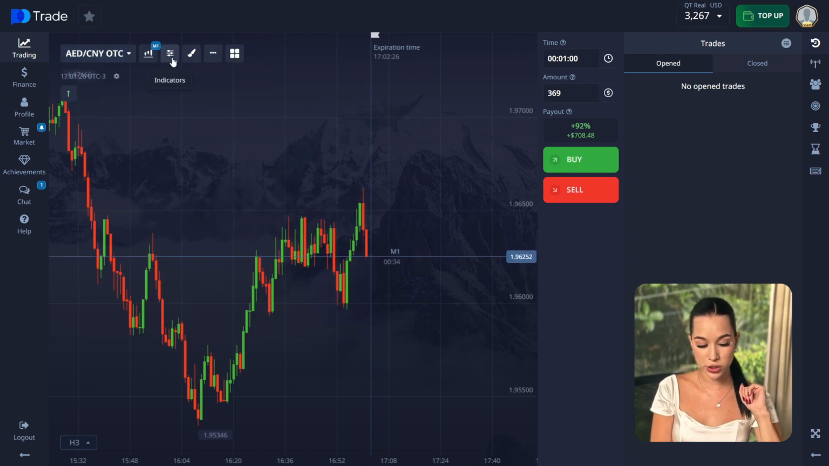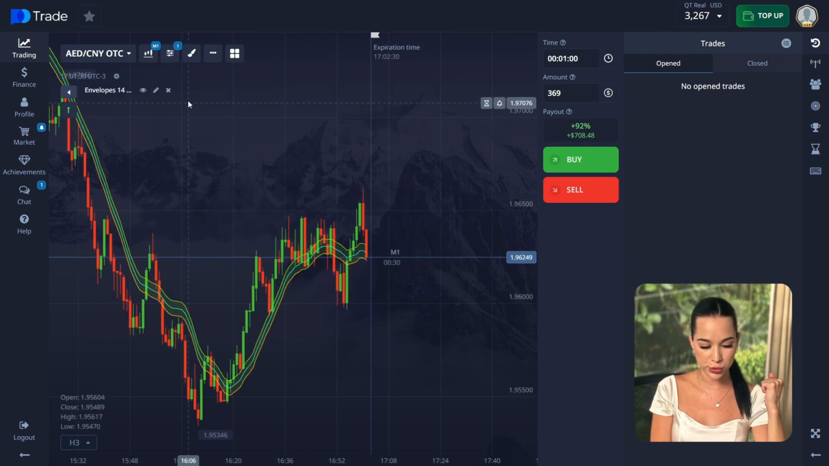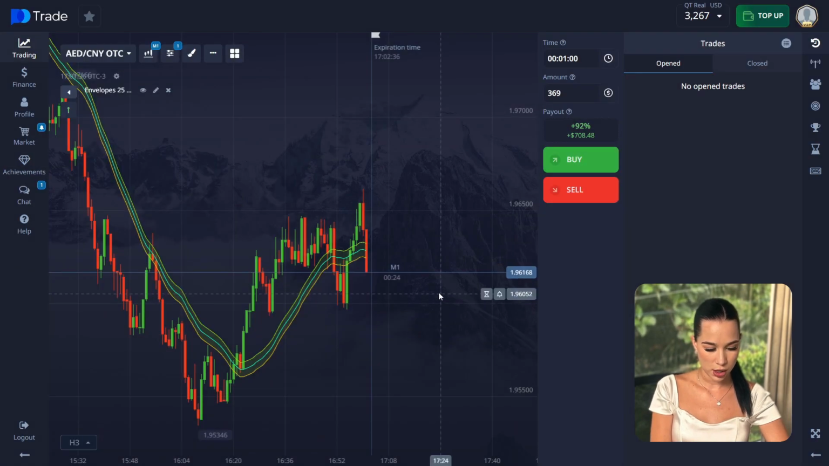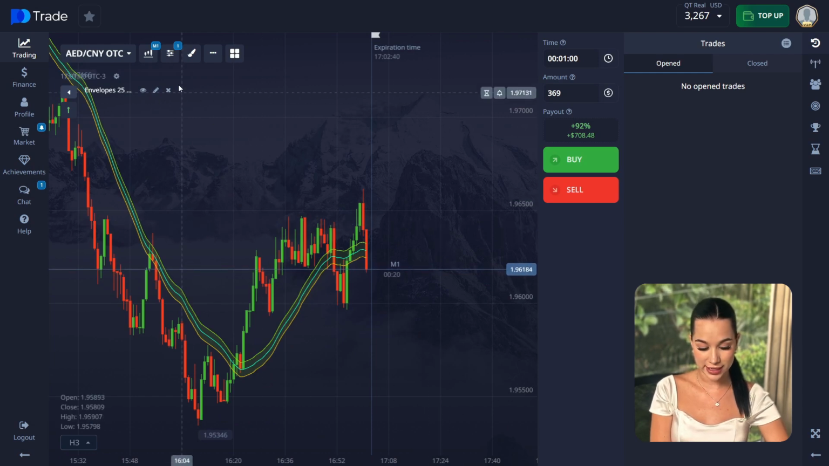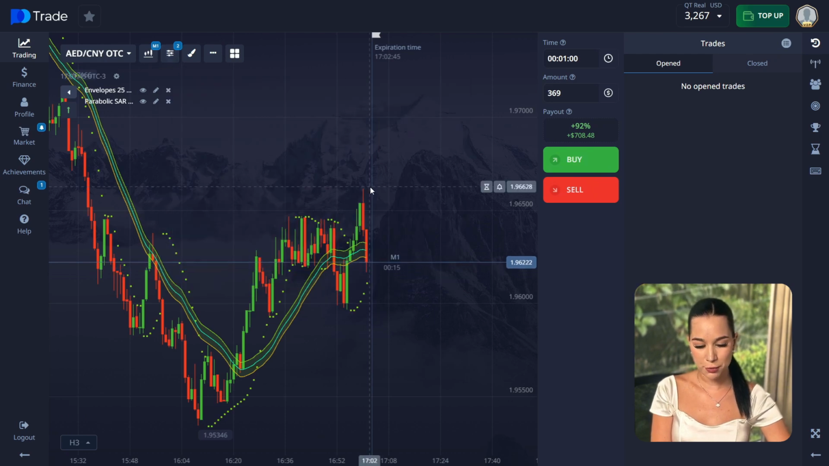Then you can go to the indicators, and as you can see, there are many of them. For the first strategy, we use Envelopes. We change the period to 25, and we click Save. That's all we need for Envelopes. And we're also going to choose the second indicator, which is Parabolic SAR. The expiration time that I chose right now is 1 minute, as you can see.